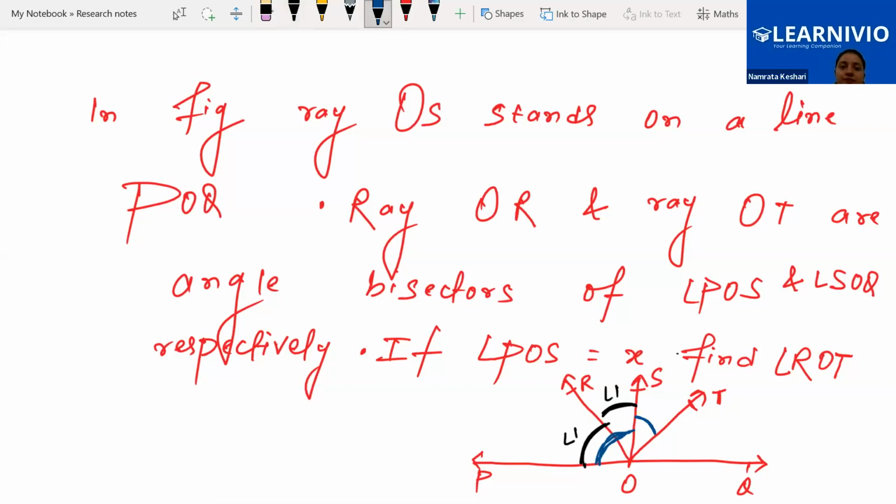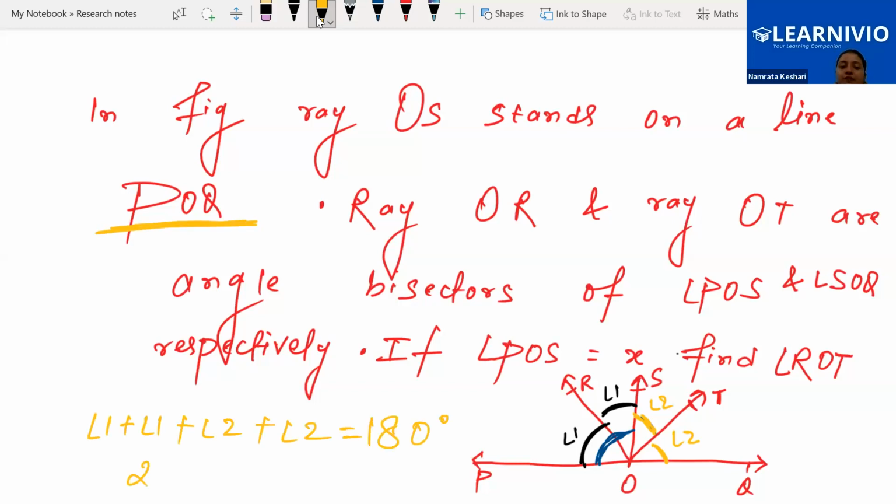That means this yellow angle and this yellow angle are the same because OT is also an angle bisector. We can say this is angle 2, this is angle 2. What we have to find is ROT. ROT means angle 1 plus 2. But here we can see since POQ is a line, angle 1 plus angle 1 plus angle 2 plus angle 2 all added together is 180 degrees. So that means 2 times angle 1 plus 2 times angle 2 is 180 degrees.